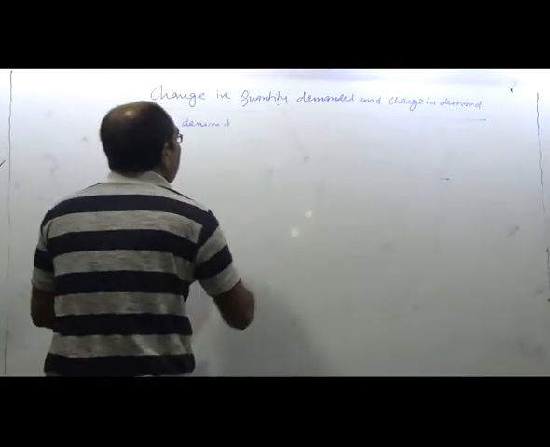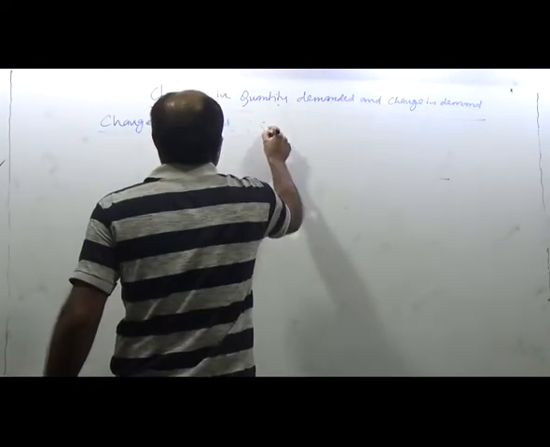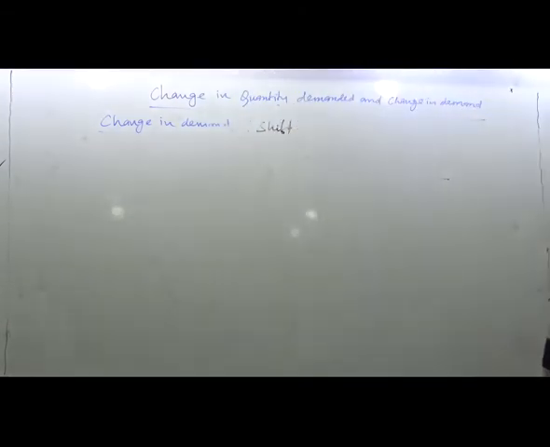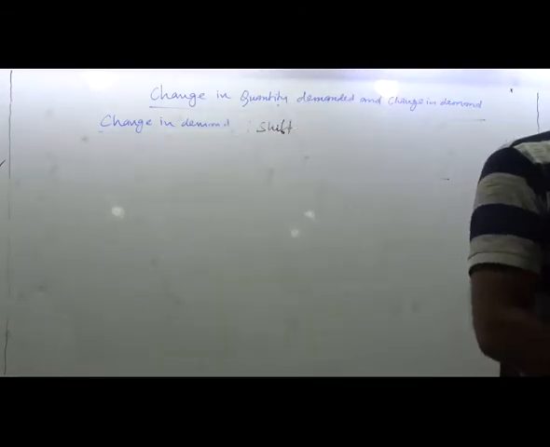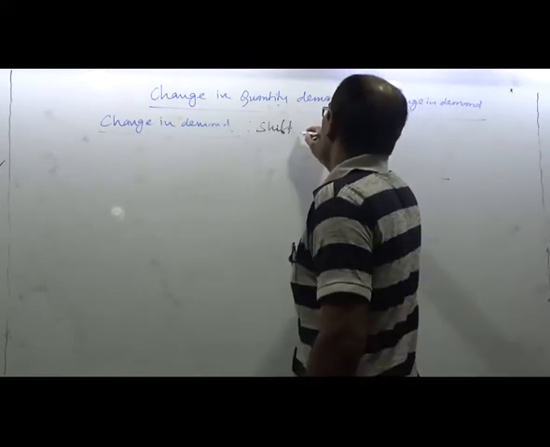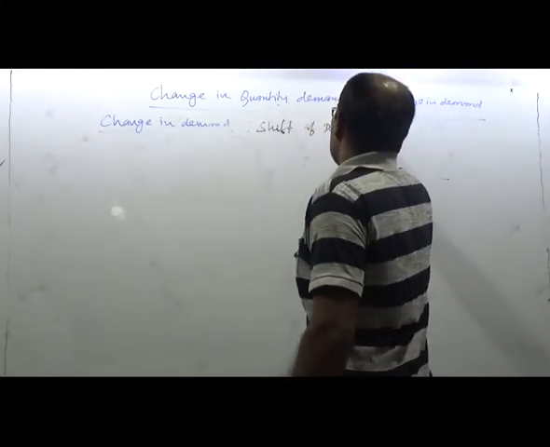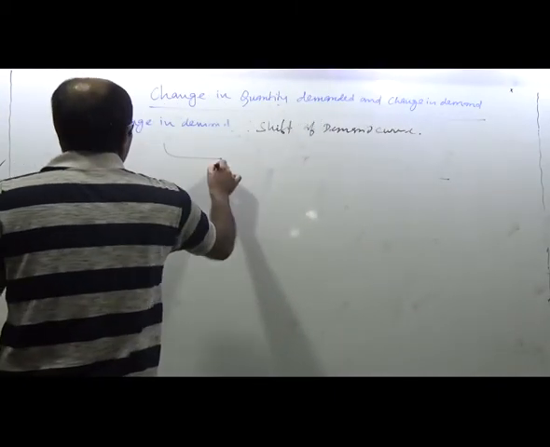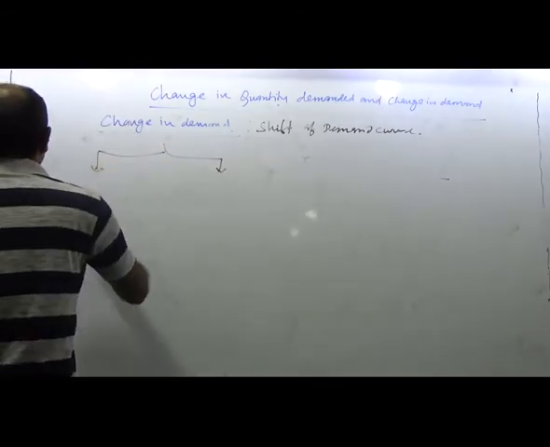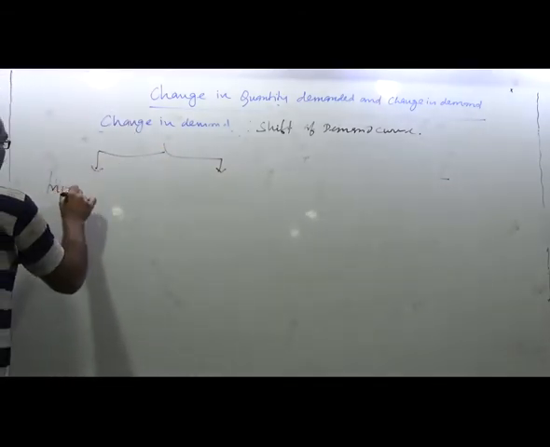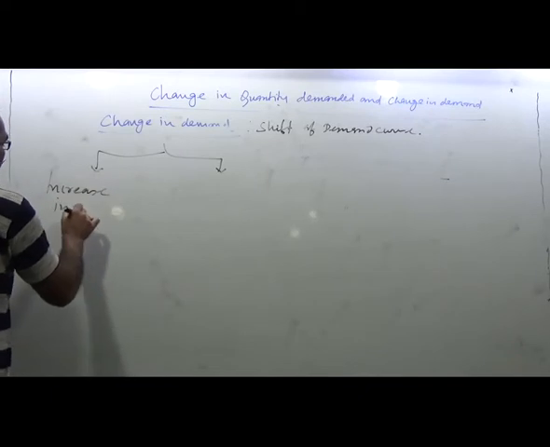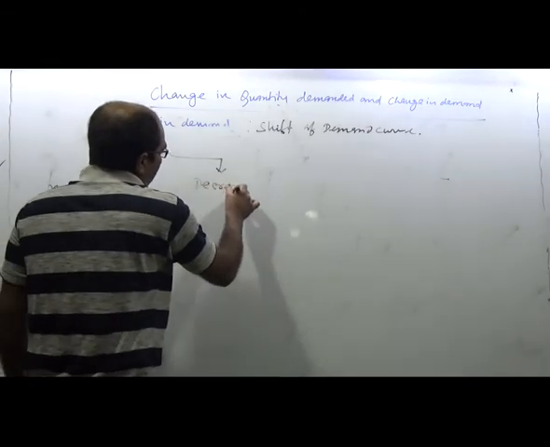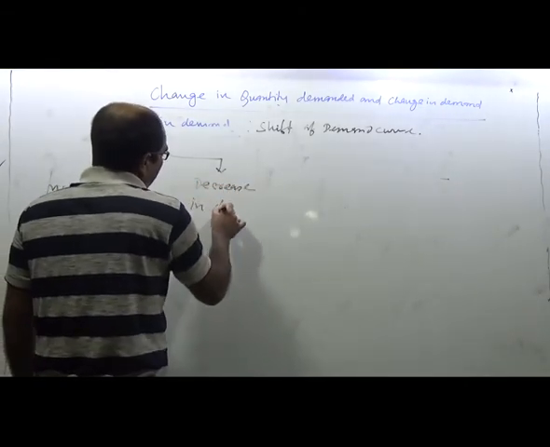Change in demand is also known as shifter of demand curve. It's popularly known as shift of demand curve. There are two types of possibility in change in demand: increase in demand and decrease in demand.